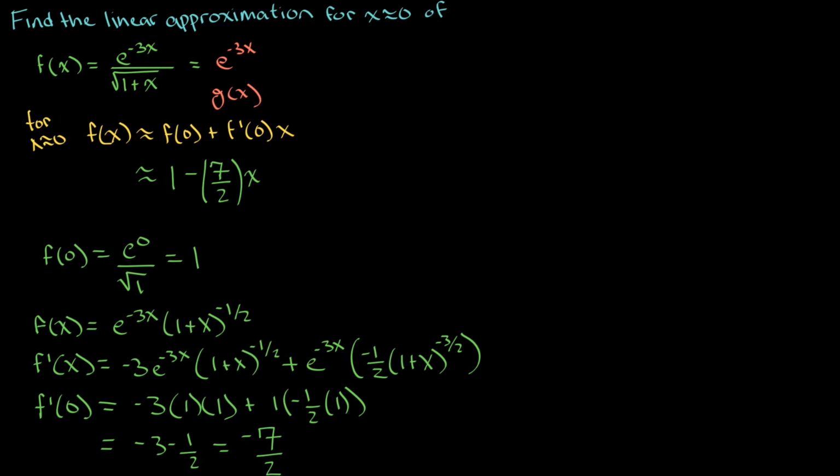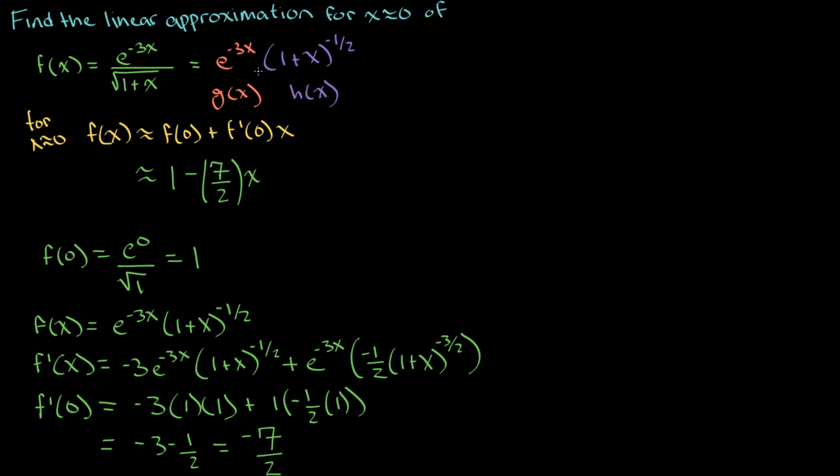And then we can multiply it by 1 plus x to the negative 1/2 power. And we can call this h of x. So we can view this function as a product of two functions. And why would this help us? Well, here's an interesting thought.